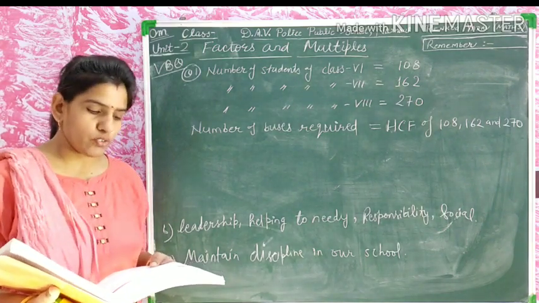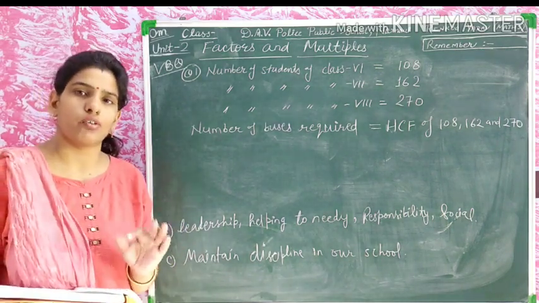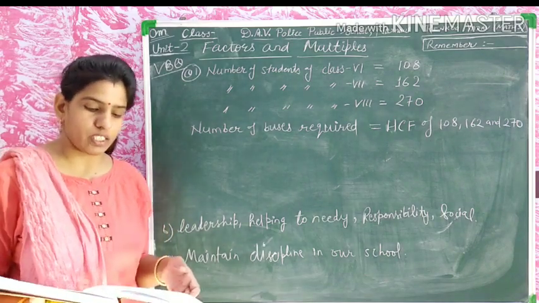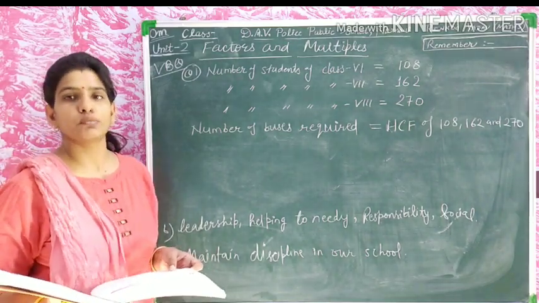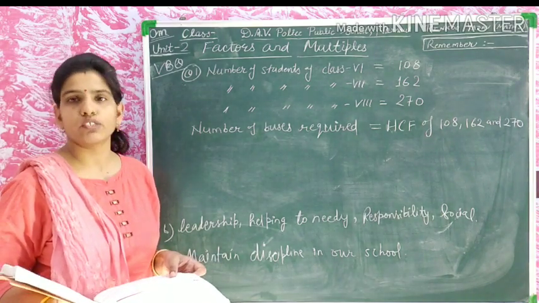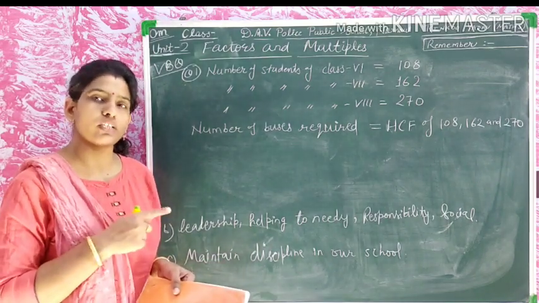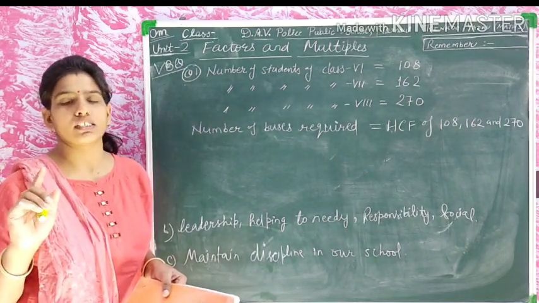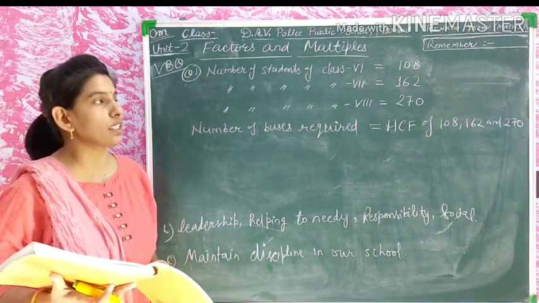Let's see. Find out the number of buses required. How many buses are required here for these students? But there is a condition here that each bus has to carry the maximum, but an equal number of students from each class. From each class we have to take an equal number of students, and there are the maximum number of students in each class. Is this clear students?